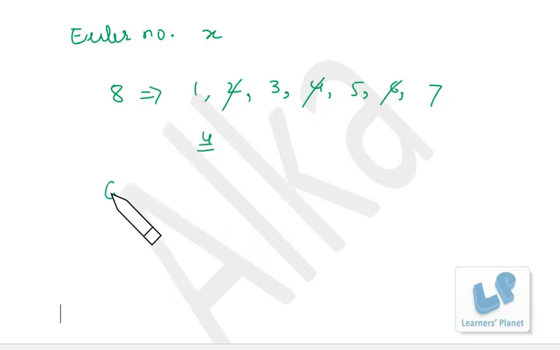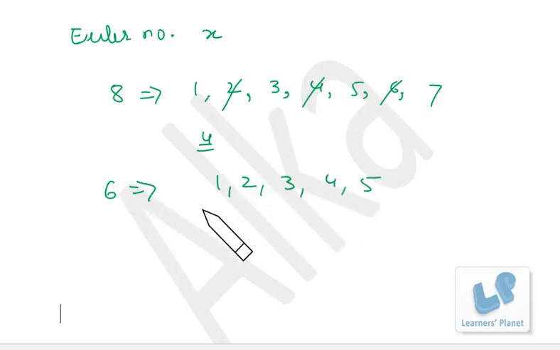Similarly, if we talk about the Euler number of 6, then we have 1, 2, 3, 4 and 5. Out of these, 2, 3, 4 are not co-prime to 6. So we are left with 1 and 5. So the Euler number of 6 is 2.